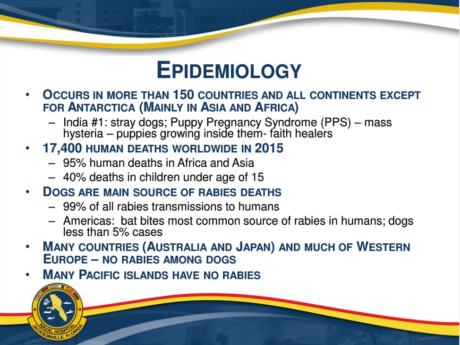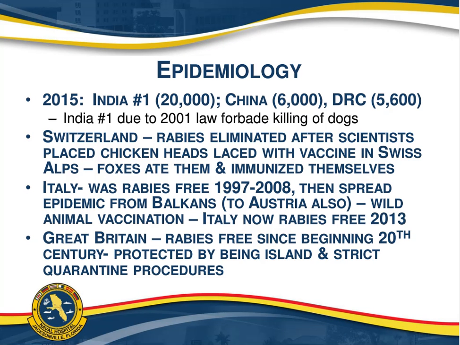Many countries, Australia and Japan, much of Western Europe, have no rabies among dogs. Many of the Pacific Islands have no rabies. India's number one again, with 20,000 cases. China is number two with 6,000 cases. Democratic Republic of Congo, 5,600 cases.